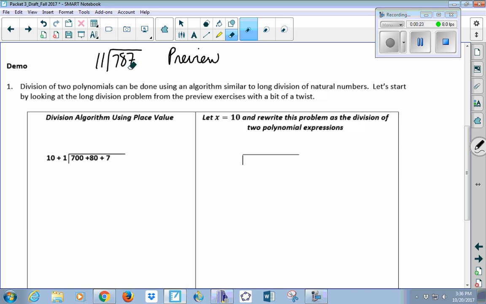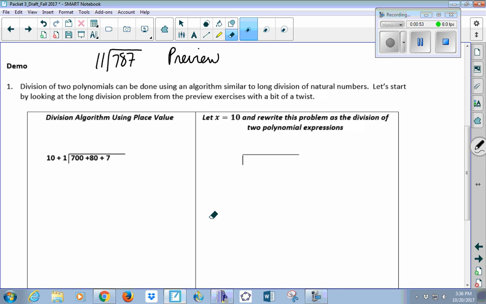And in algebra, the division of two polynomials can be done using an algorithm or a process very similar to long division with our natural numbers. Let's start by looking at this long division problem again, but with a little bit of a twist. I'm going to take each of these numbers and write them based on their place value. So 11 is 10 plus 1. 787 is 700 plus 80 plus 7.